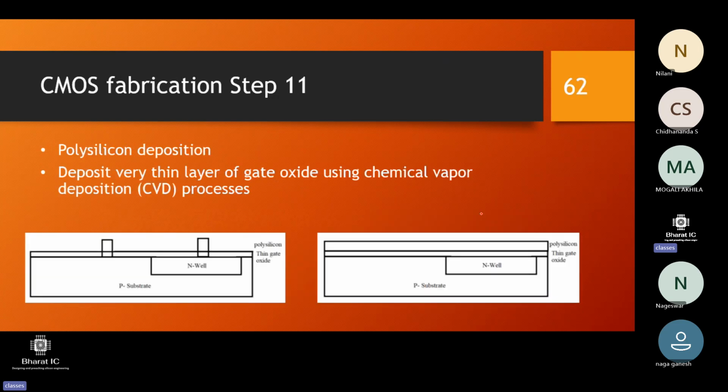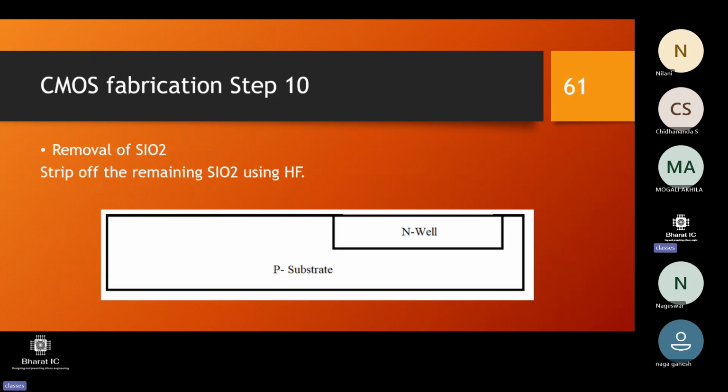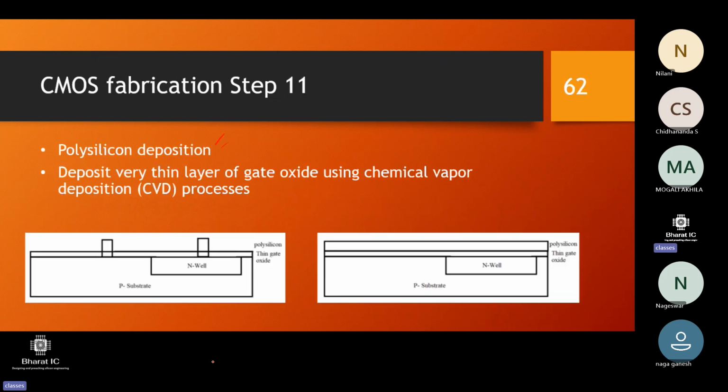Now what will happen is a polysilicon deposition is made again here, because the gates have to be made. So polysilicon material has been given on this. Last time SiO2 was there, now the thin gate oxide and the polysilicon. This kind of material has been put again on top of this. Deposit a very thin layer of gate oxide using CVD, the chemical vapor deposition process.